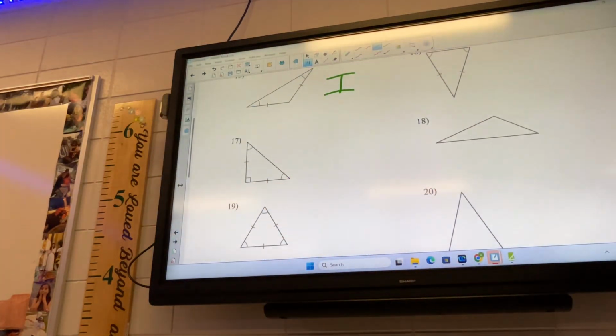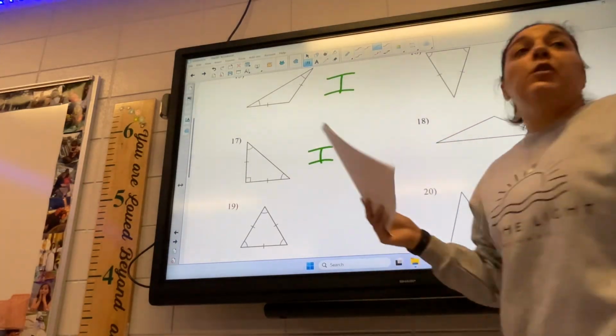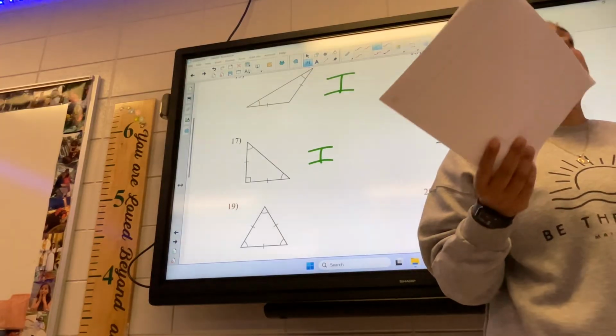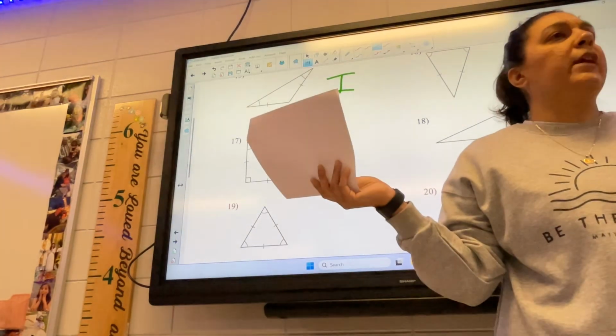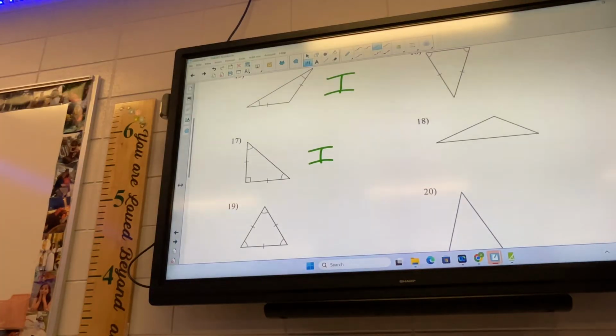17. How many sides are marked? 2. So that's an I. And more specifically, you could also even put another label on this. What do you know about the square? It's a right angle, right? So it's really an isosceles right triangle, if you really want to be super specific, but we're only going to do the I, E, and S today, okay?